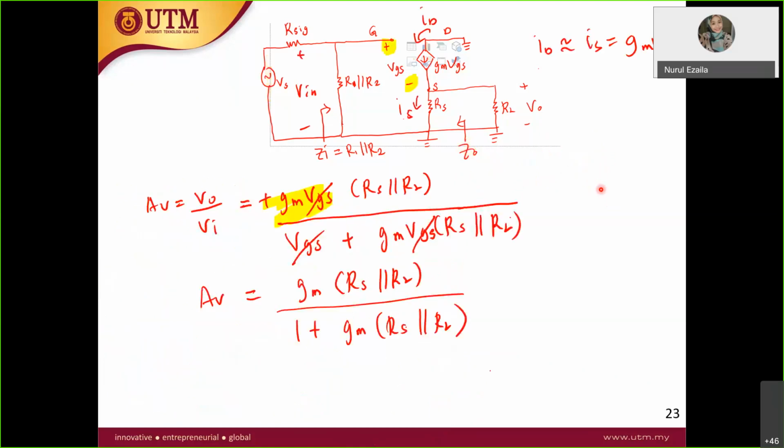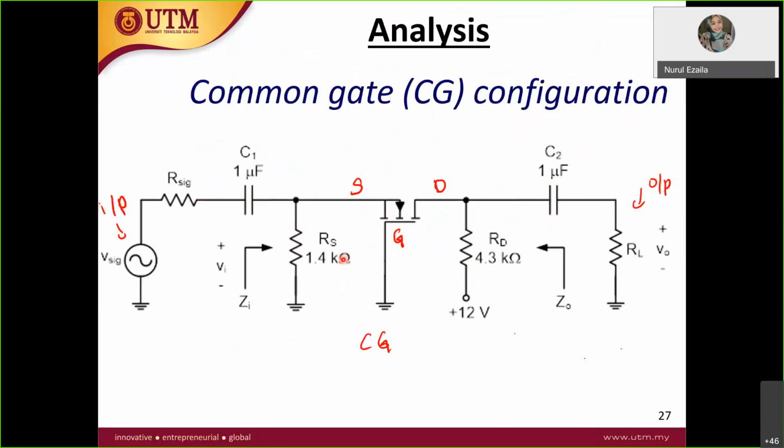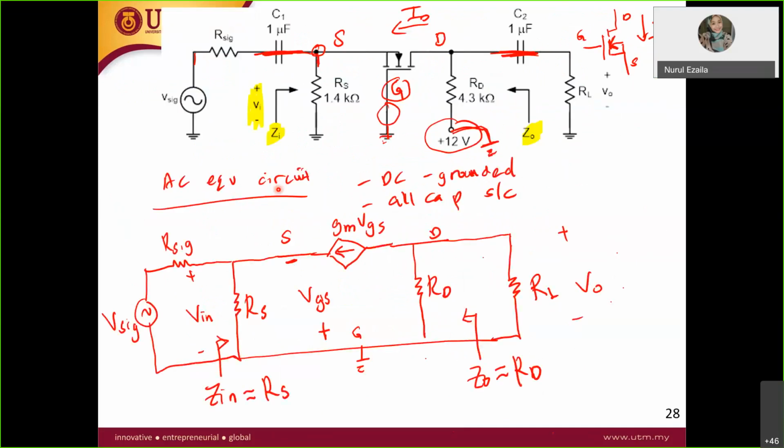And then this is AV. I think same like in common collector. And then finally we have common gate. Common gate is similar to the common base. For the common gate, gate is grounded. This circuit is quite straightforward. You can see that the input is source, the output is drain, so gate is left. So you draw the AC equivalent circuit.